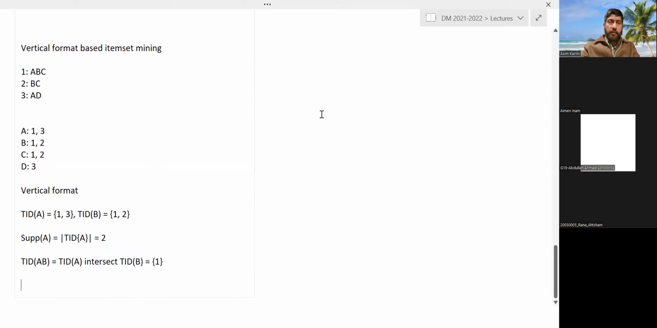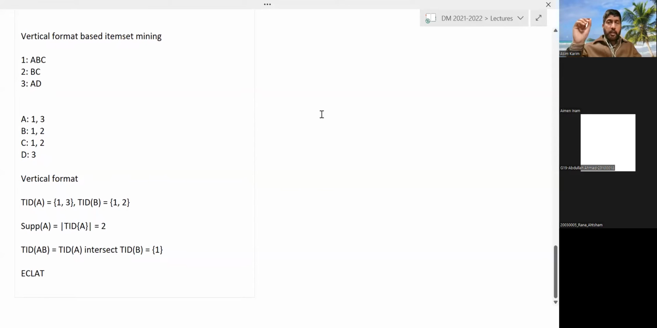So let's say you now want to see its count. Simply it's the size or count of the elements in this set, which is 1. So this is the main idea behind the vertical format. Now there are of course several variation algorithms with fancy names. Let's say Eclat is one algorithm. These algorithms we won't go into the details of, as we did for example Apriori and FP growth.